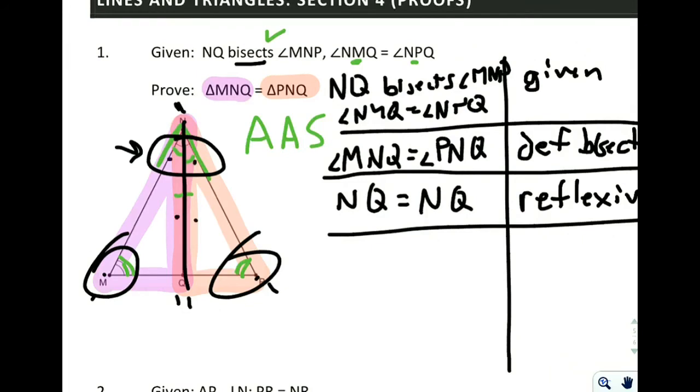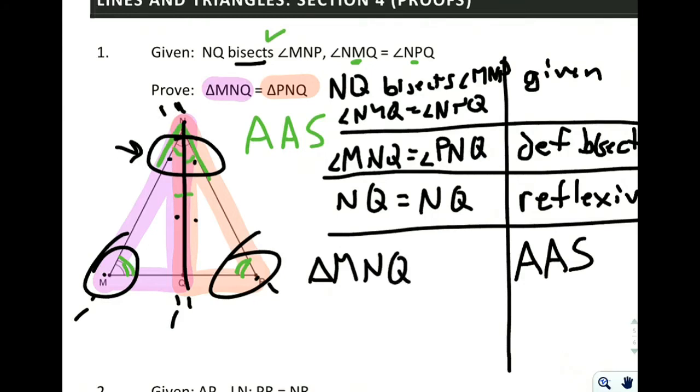So I can now say by angle angle side that triangle MNQ is congruent to, and I have to make sure everything matches up here, the angle with two marks first, so triangle P, then the angle with one mark here, N, and then the unmarked angle Q. And that would be our proof.